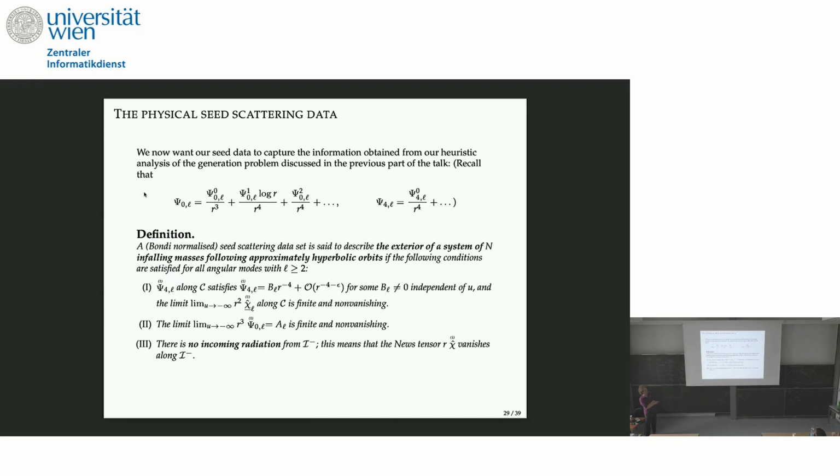So that I can now say that solutions arising from these data are suitable for describing the far field region of a system of n infalling masses. Are there questions on just this setup? Yeah?